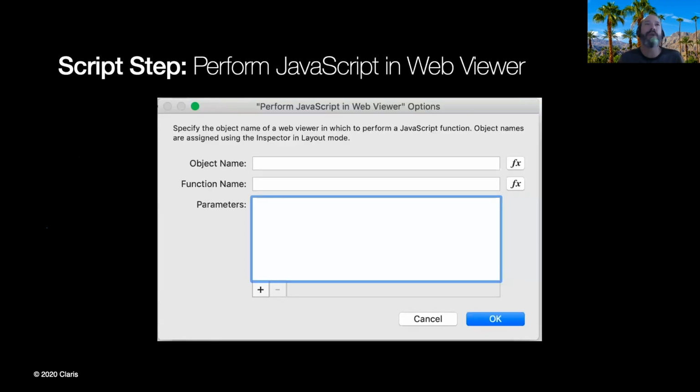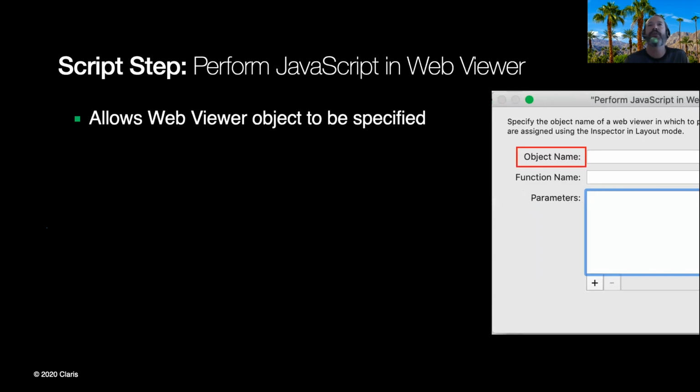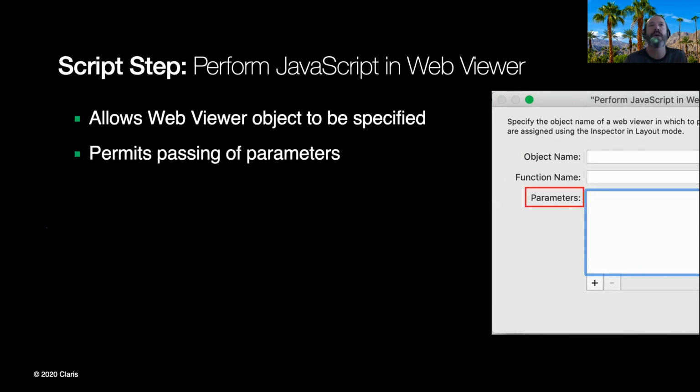So a new script step allows you to directly from script say, I want to perform JavaScript, right? I want to name which web viewer is involved. I want to call a function and I want to send parameters. So I can name the web viewer, just the object name. If I have multiple web viewers, I can specify whichever web viewer is relevant to the function that I want to call.